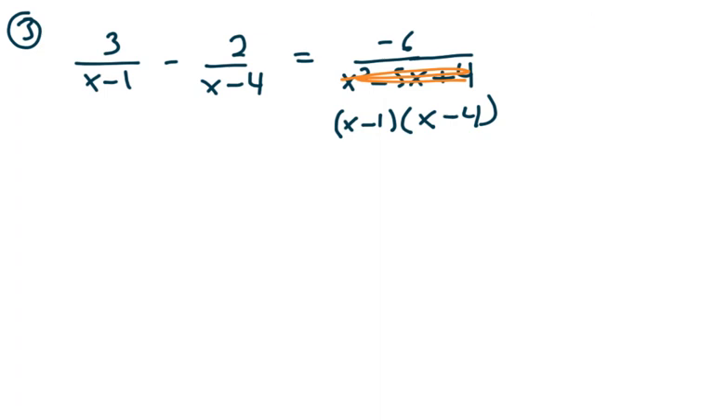So our LCD is whatever appears in our denominator. So we have an x minus 1 that'll appear, and an x minus 4 that appears. Now, it only appears in each denominator once, so we don't have to write it twice.